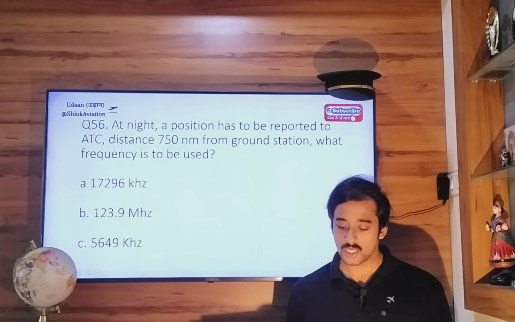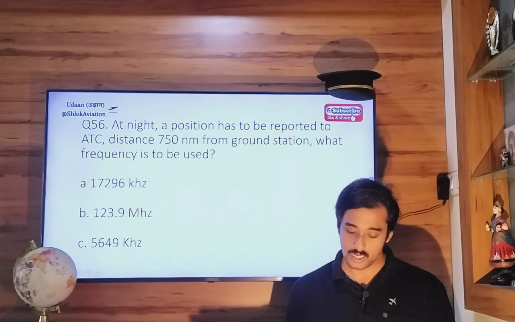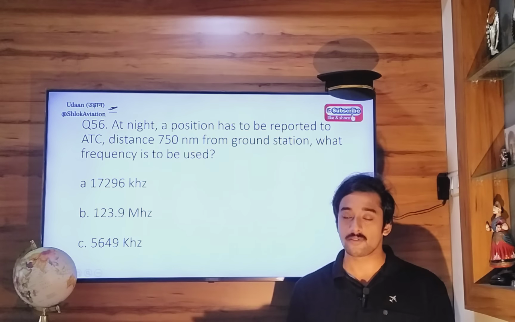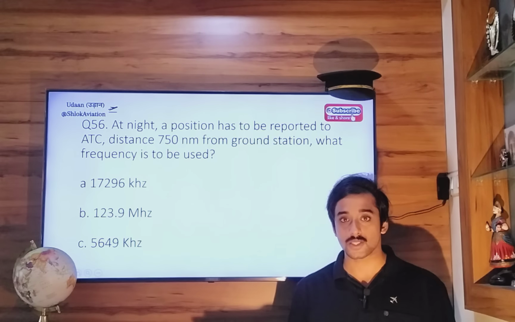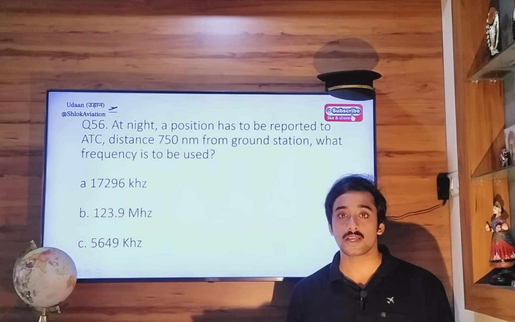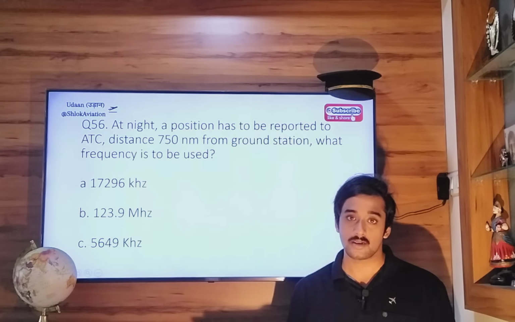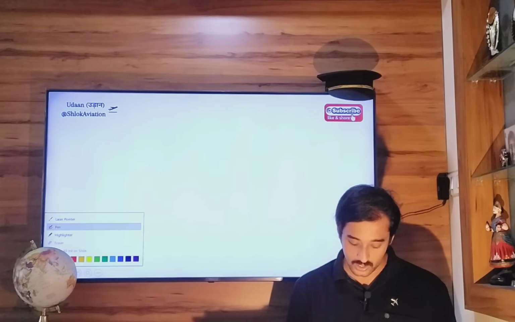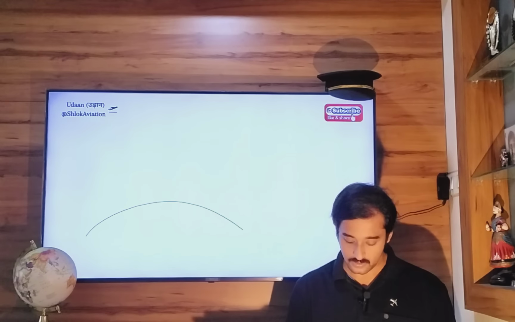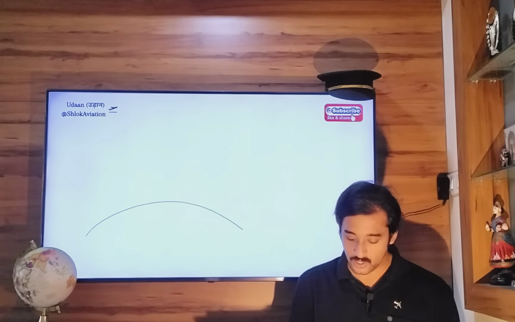At night, a position has to be reported to ATC controller. Distance, you're 750 nautical miles away from the station. What frequency is to be used? Now during night time we have disappearance of the D layer, the delta layer. Okay, let's say this is your earth surface. This is your D layer.